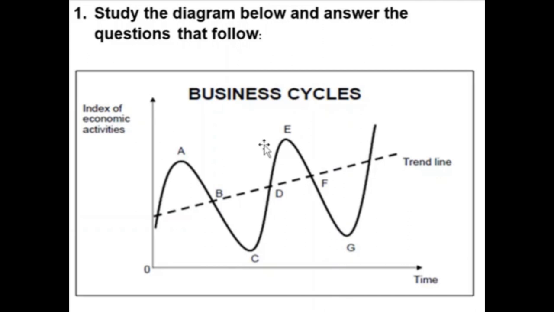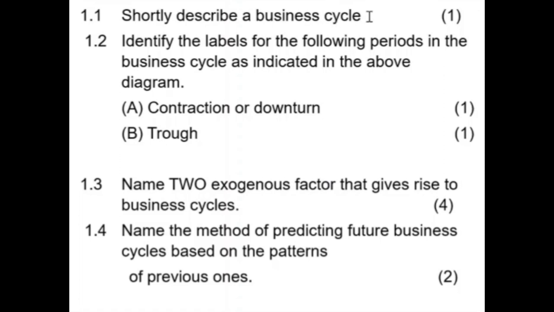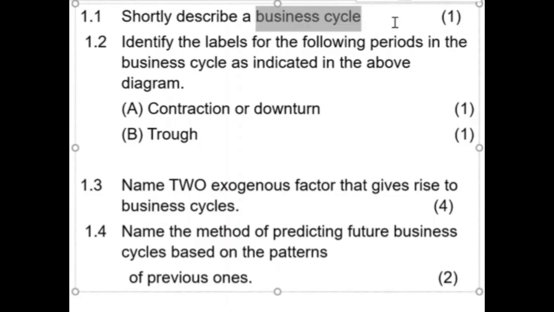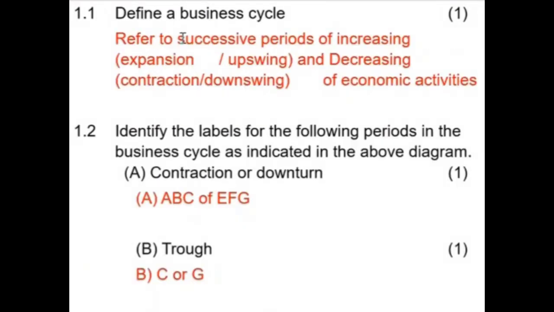So let's see what are the questions. The first thing, shortly describe a business cycle. So what do you need to know? Three things. Ups and downs. What type of ups and downs? Successive ups and downs. Of what? Of how we eat chocolates? No. Successive ups and downs of economic activity. Boom. 2 marks, done and dusted in the bag. So here's the answer. There we go.